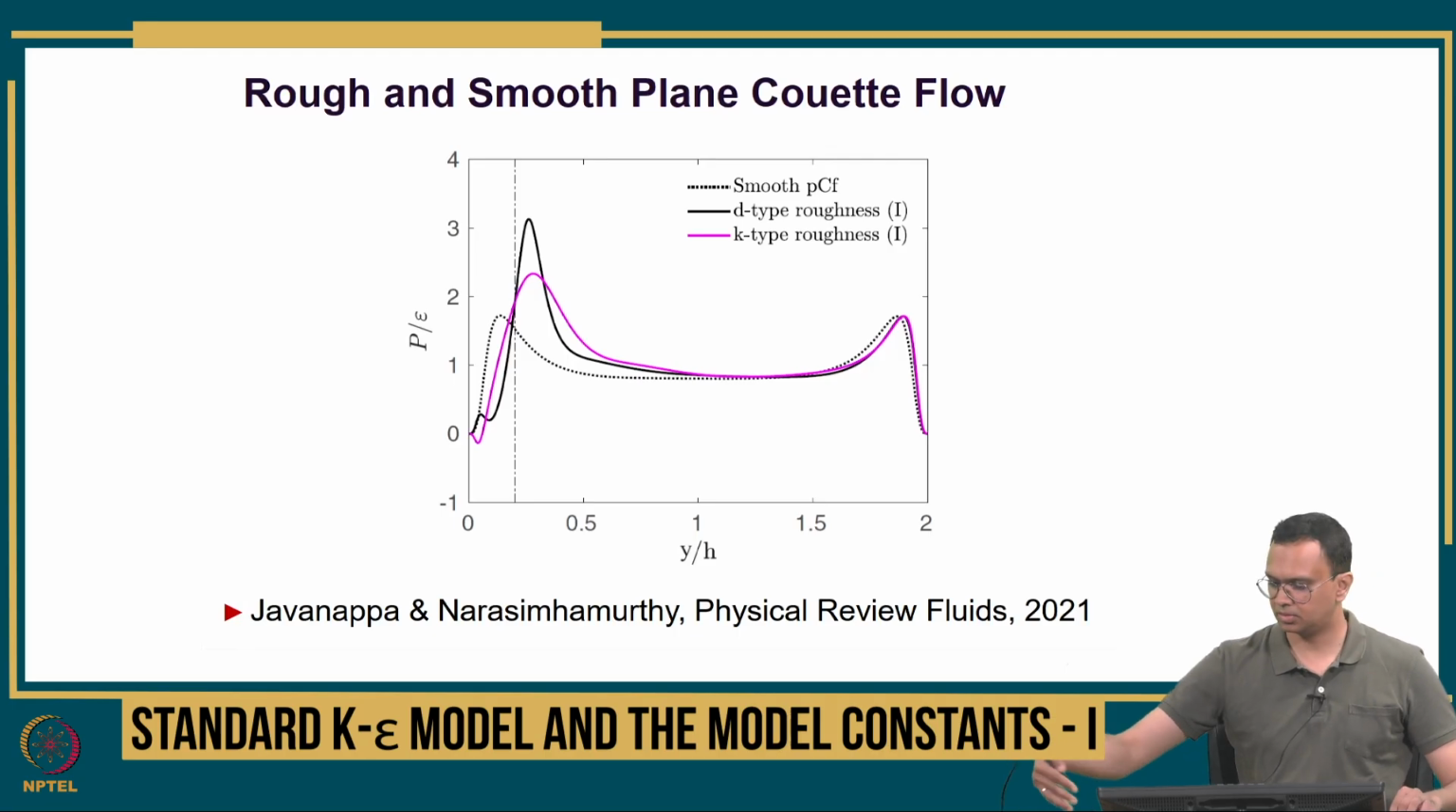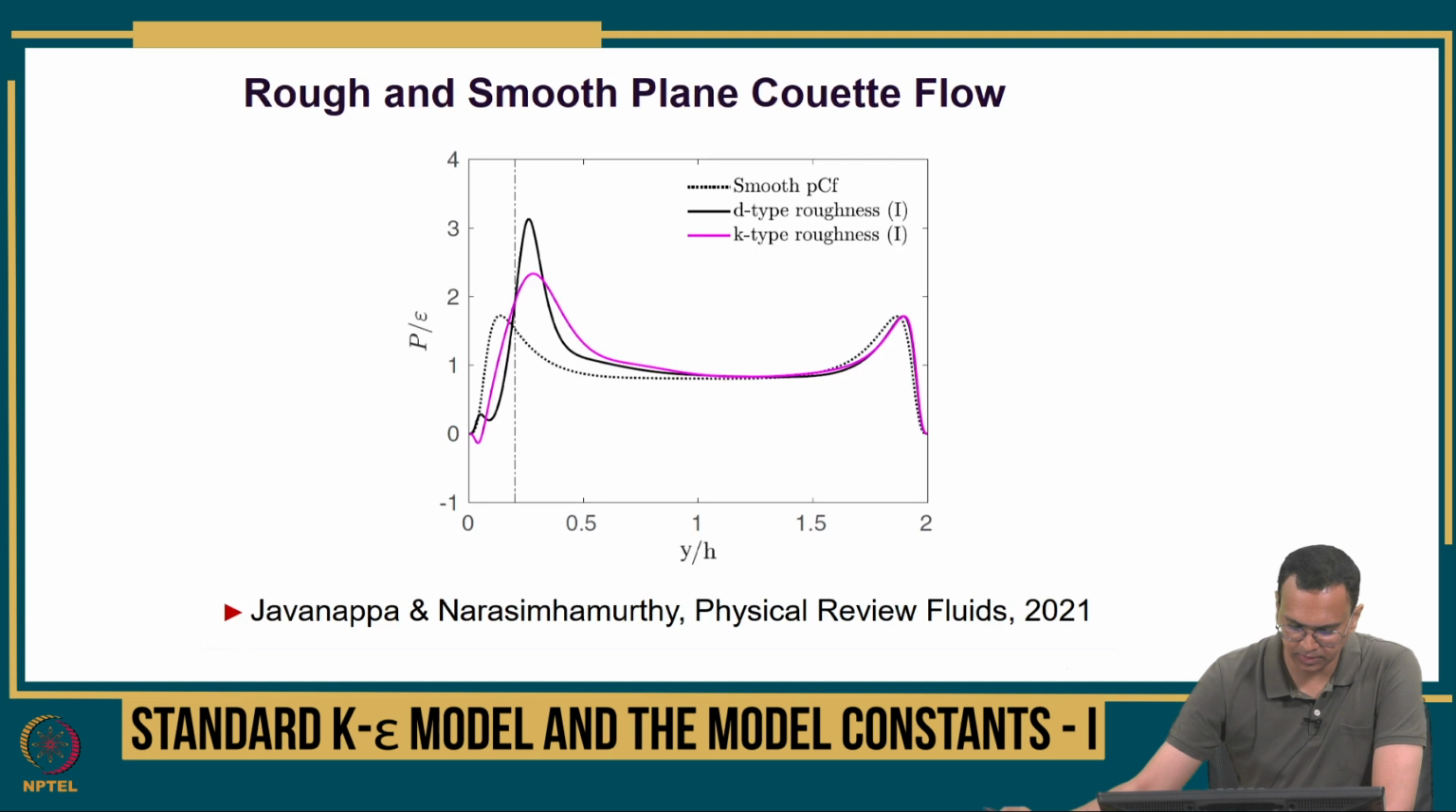Okay, so let's get started again. In the last class we looked at modeling the K and epsilon equation, and one phenomenon that we used is that there is some kind of a local equilibrium with respect to the production rate and dissipation rate.